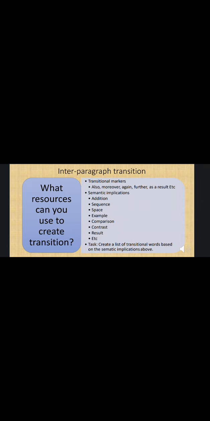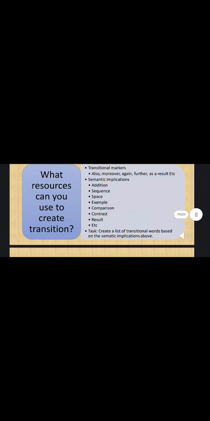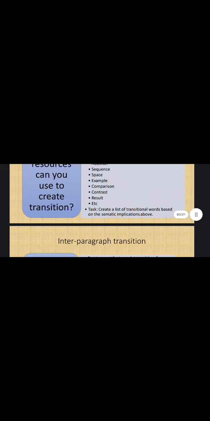You can use semantic implications such as addition, sequence, space. When you are using words for space, an example is adjacent to this. Do you get it? It's space. So adjacent to this, opposite this. That is how you should work. If you are doing comparison, there are certain words you should use. And for contrast, result, all of them, there are certain words you should use.